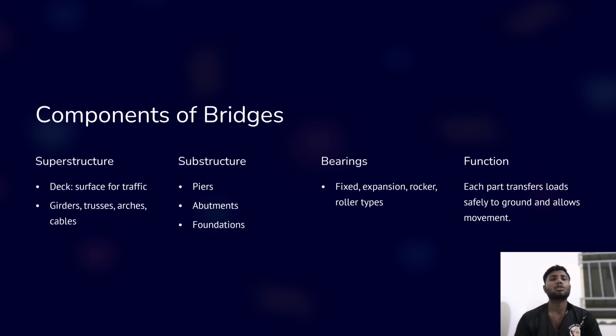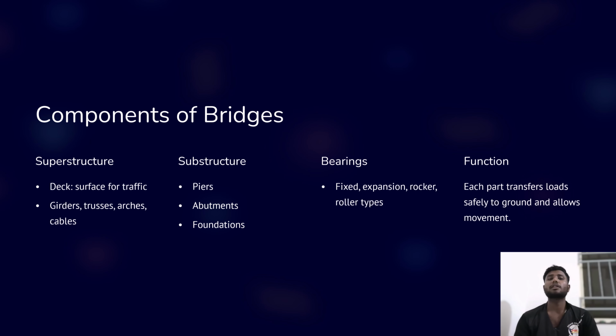So next one is the components of bridges. The main components of the bridges are the superstructure, the substructure, the bearings, and the function. In the superstructure, first is the deck. Deck is the surface of traffic, on which all the traffic moves. Second are the girders, trusses, arches, and the cables. Trusses are the steel members which connect the entire bridge, and arches and cables also take loads. Cables are made up of tendons.